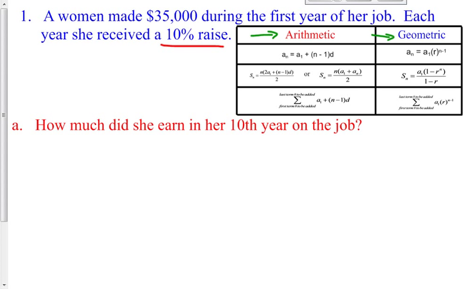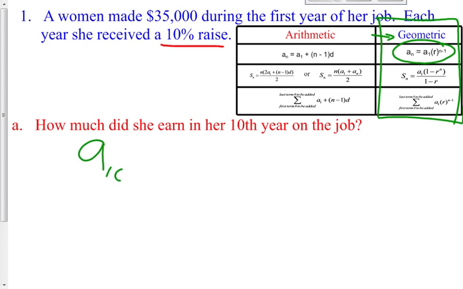Class, when you receive a 10% raise, it means that you're multiplying your salary by 10%. So when I said multiplying, that's going to tell us, oh, this one's geometric. Okay, so we're dealing with this column right here. So now it says, how much did she earn in the 10th year? It doesn't say the sum of the first 10 years, just that 10th year all by itself. So that's going to tell us it's this formula right here.